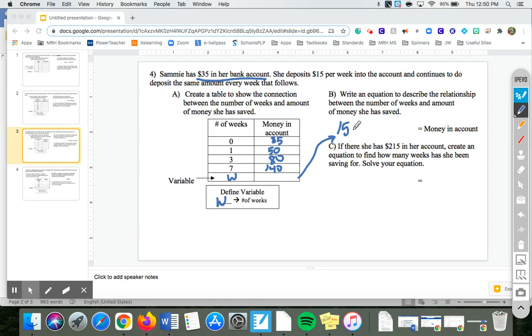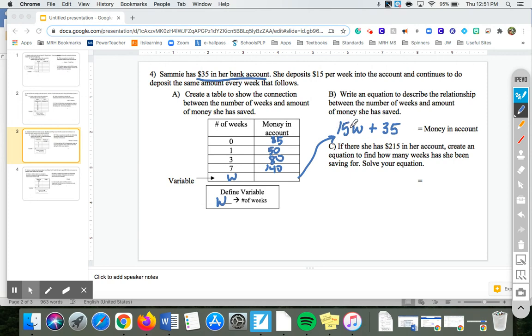15 multiplied by the number of weeks, which again, you can use the dot, don't use an X. 15 multiplied by the number of weeks plus the $35 that she had in the account originally. So this expression represents how much money she will have in her account for any number of weeks. If we wanted to find out how much money she's going to have in her account after 50 weeks, doing the same exact process, we would put 50 in for W and find out how much money is in her account.